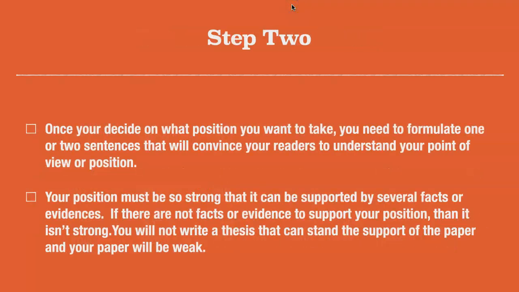So step 2, once you decide on what position you want to take, you need to formulate 1 or 2 sentences that will convince your readers to understand your point of view or position. Your position must be so strong that it can be supported by several facts or evidences. If there are not facts or evidence to support your position, then it isn't strong. You will not write a thesis that can stand the support of the paper, and your paper will be weak. So you have to be very careful here that you look before you say something and before you take a stand. Do I have evidence to support what I'm saying?